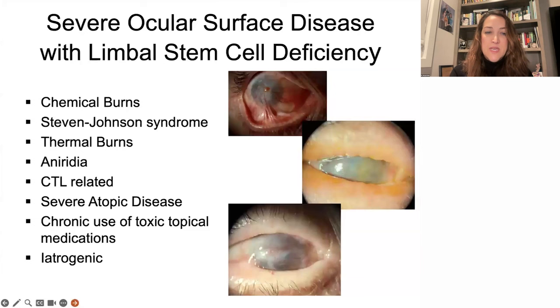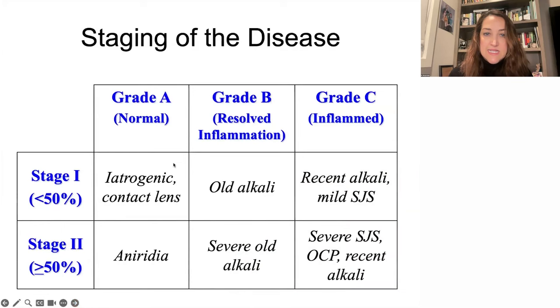So now we're going to jump into, again, the more severe forms of this disease. We usually stage these according to how much of the limbus is involved, less than 50% or more, and we grade it also by how much inflammation is on the ocular surface. So for example, an aniridia patient will have 360 degrees of limbal stem cell loss and involvement, but they have no inflammation. Their eyes are nice and quiet. This is a congenital disease, and so they're graded as a stage 2A.